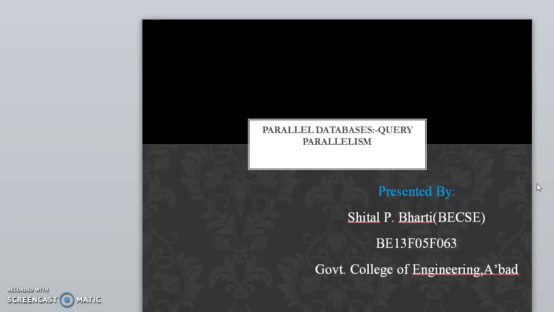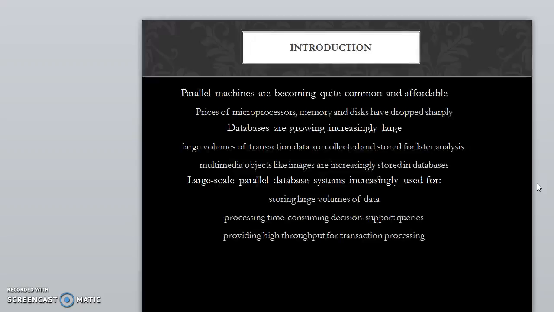My topic is parallel database query parallelism. First of all, the introduction part. What are parallel machines? Parallel machines are becoming quite common and affordable.